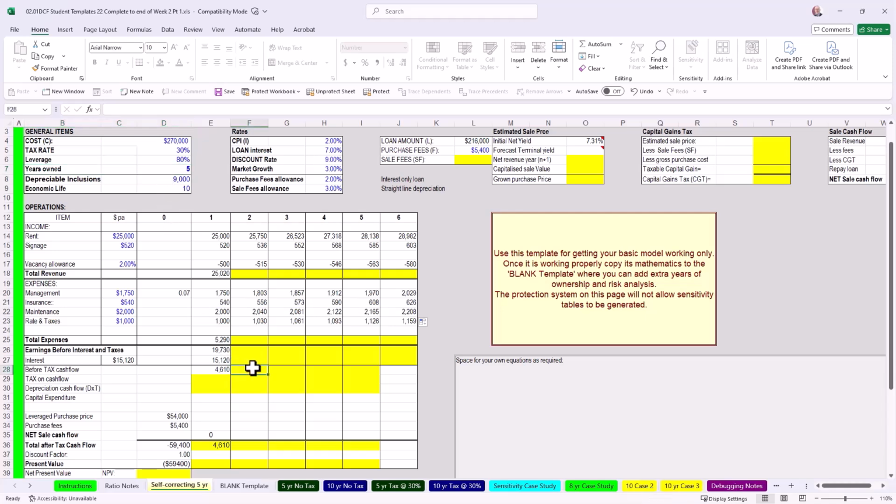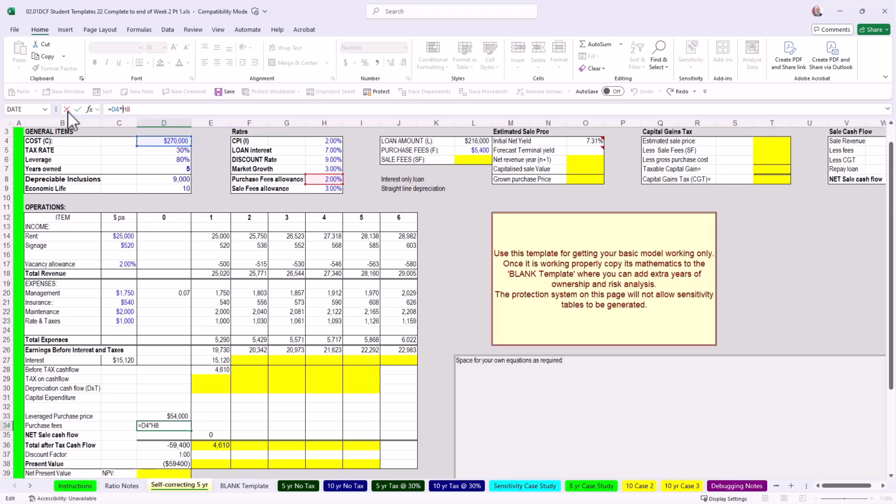Okay, we need the total revenues. Well, I've already worked that out. It's simply a summation, and so I'm going to fill that across. That's all done. I've got my summations here for the total expenses and the earnings before interest and taxes, the EBIT, otherwise known as the net operating income, or NOI.